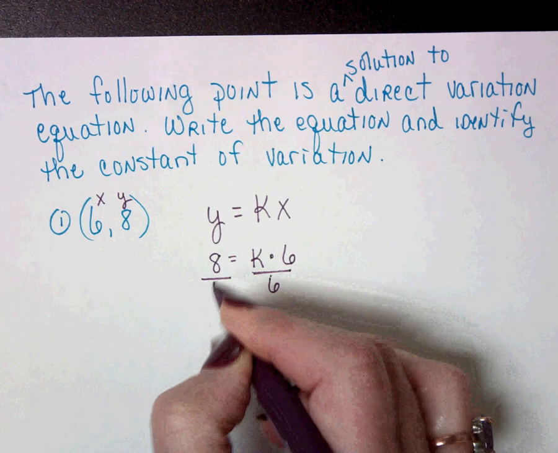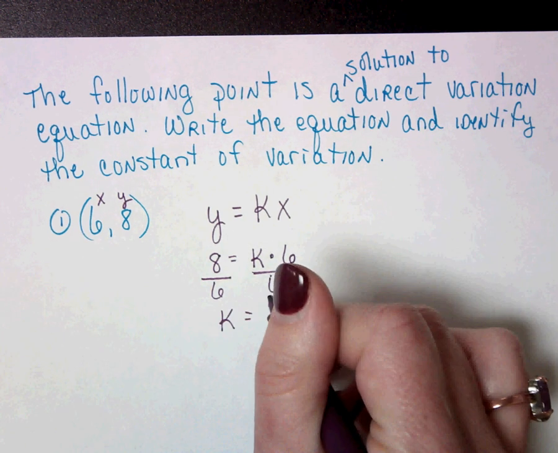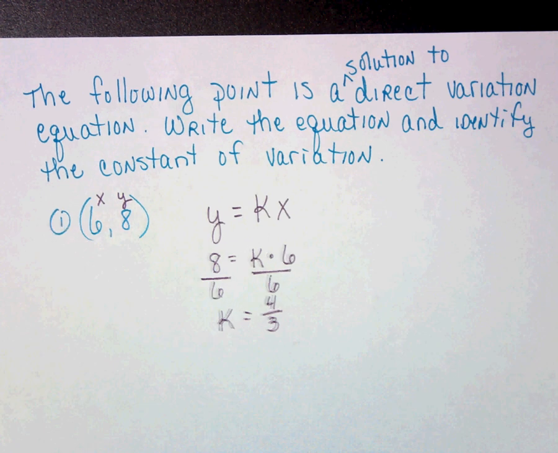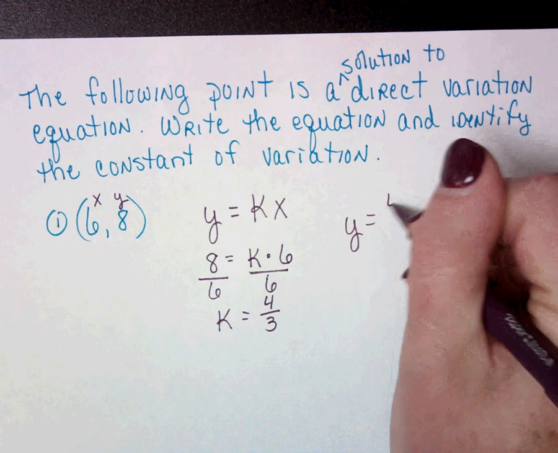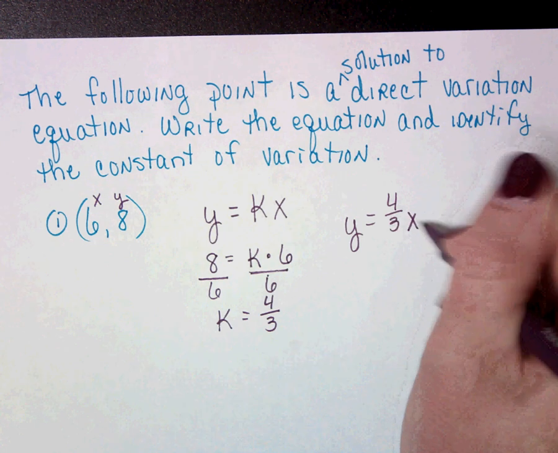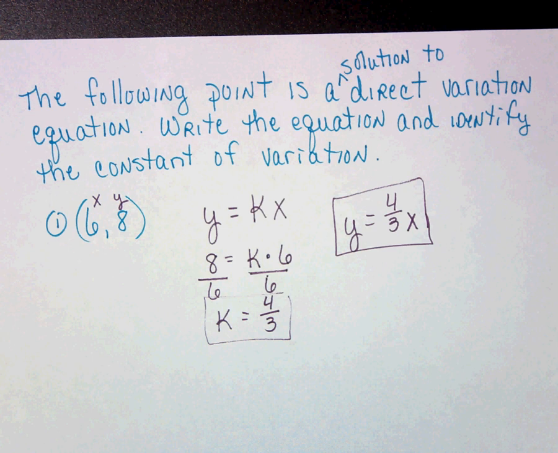And that means that my k, my constant of variation, if I reduce that, would be 4/3. And so then the equation would simply be y equals 4/3 x. So there's my equation, there is my constant of variation. So that's one way to do it: take the point, plug it in.